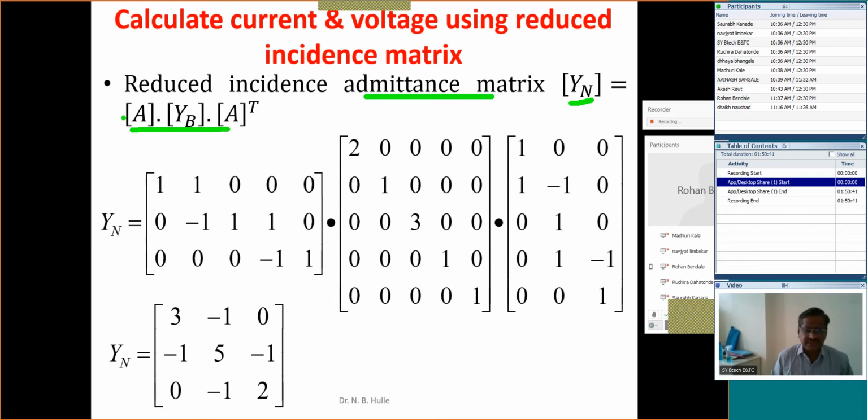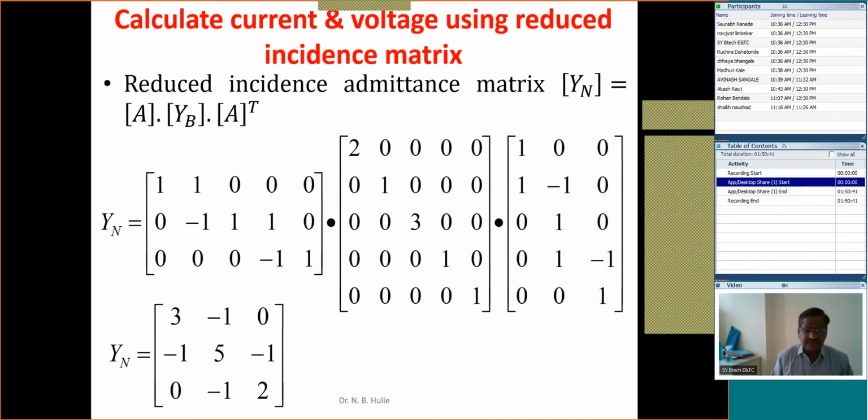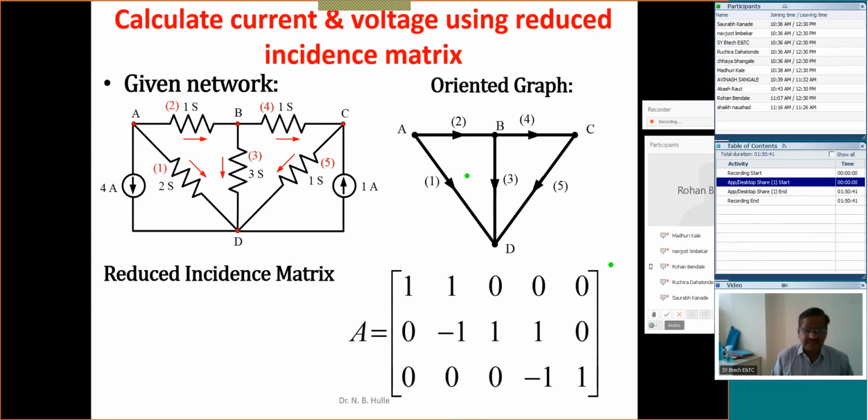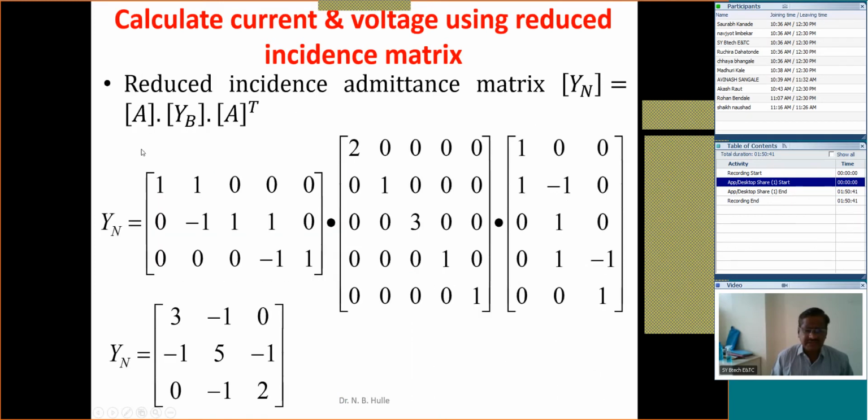First we will write the A. What is this A? A is this reduced incidence matrix, which I have copied from the previous slide. Look at here. This is the A, which is the reduced incidence matrix. I have copied it as it is, 1 1 0 0 0 and so on. This matrix is the matrix A, which is the incidence matrix.